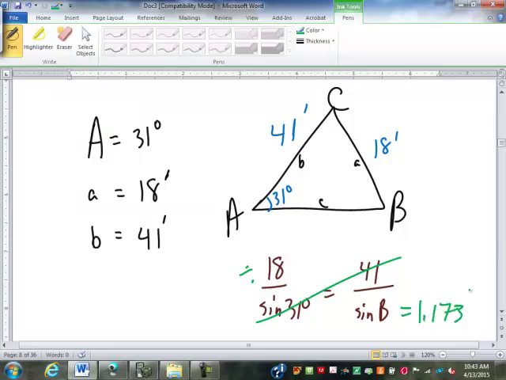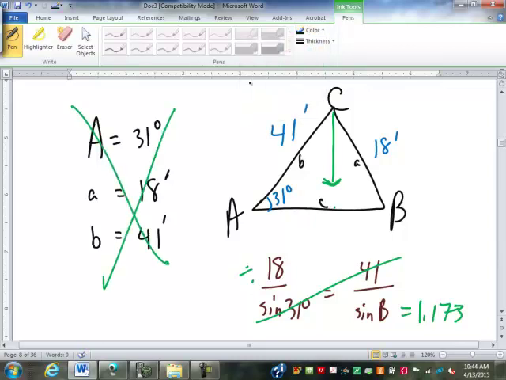So we'd have to do the inverse sine to find B, correct? No. A sine can never be larger than 1. If we try to inverse sine this, our calculator is going to give us an error. Remember, what that is saying is this side here, the 18 feet, is not long enough to reach down to that. This does not make a triangle, is what that's telling us.